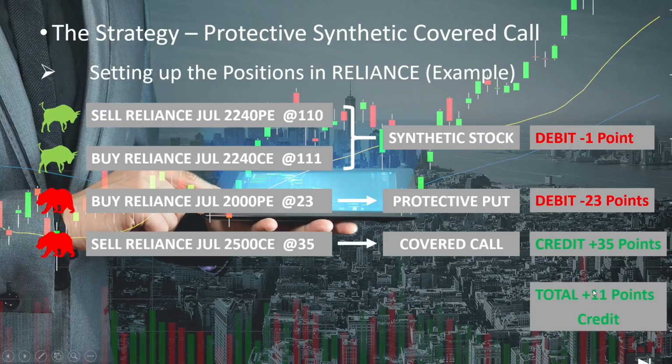The 11-point credit basically turns into about 2750 rupees in Reliance, because Reliance 1 point is 250 rupees, because the F&O lot size is 250. So when you say 11 points, it is 2500 plus 250, 2750 rupees. This is the credit you will collect when you take these positions. Okay, the margin is different, but this is the credit you will get.